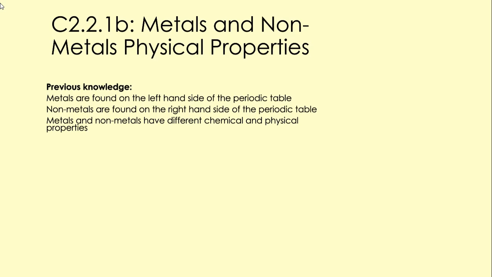Welcome to the video for C2.2.1. This is the second part in which we're going to talk about the physical properties of metals and non-metals. So the last lesson was the chemical properties of metals and non-metals.